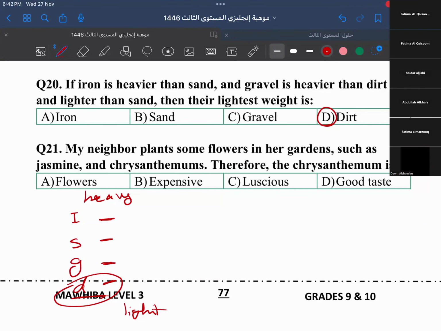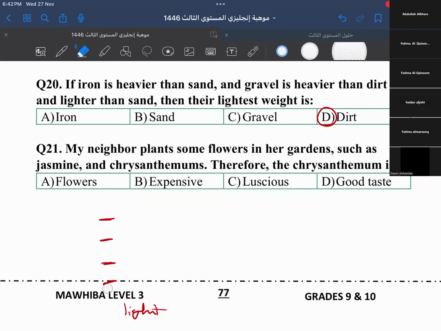Another verbal question. Does anyone have an idea of what's the answer? Yalla, Fatima. Is it A? It is A. Excellent. So here they're saying my neighbor plants some flowers in her garden, such as jasmine and chrysanthemums. So basically they said that they're planting some flowers. So this term should mean flower. Excellent.